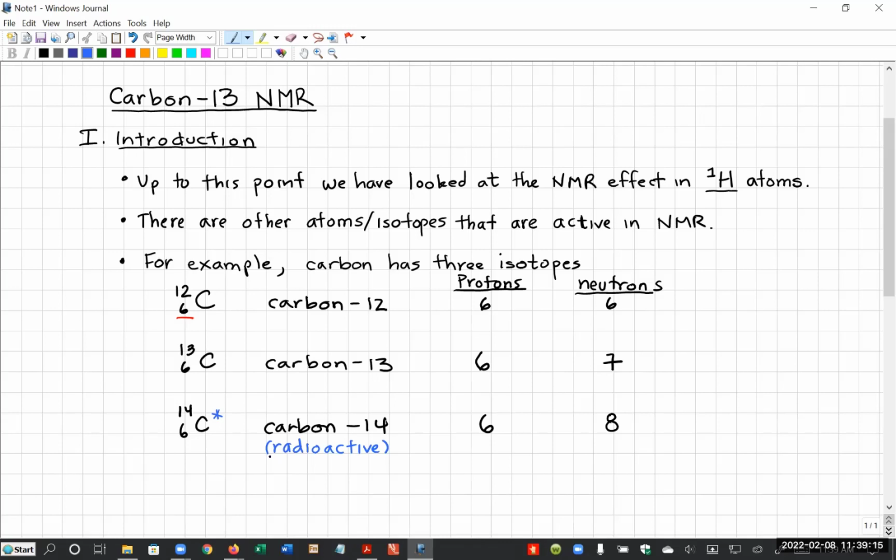Its nucleus breaks apart. The atom actually becomes a different element, and it gives off a radioactive particle. I don't know the exact decay, whether it's alpha decay or beta decay or whatever, but it's radioactive. So it disappears over time. It has a pretty long half-life, but it does disappear over time.